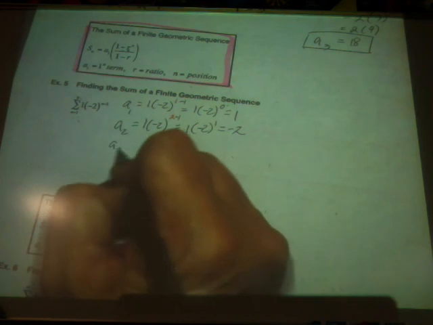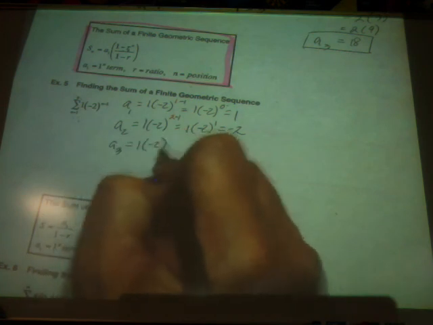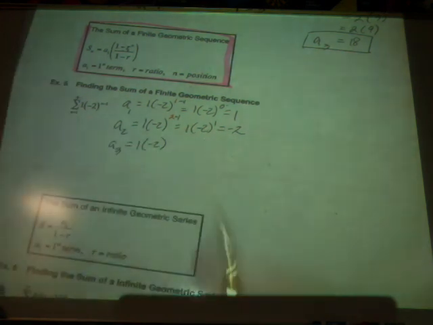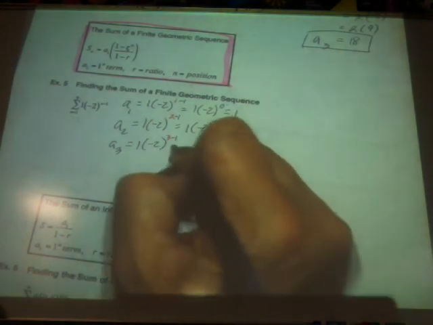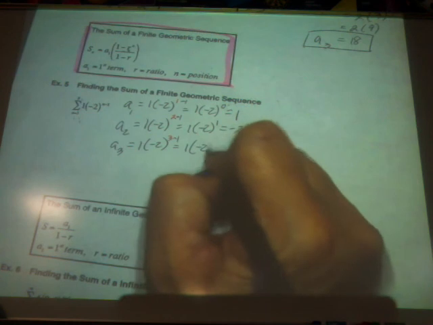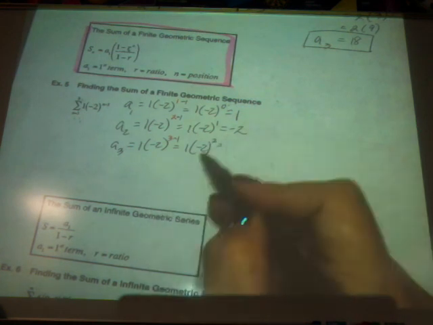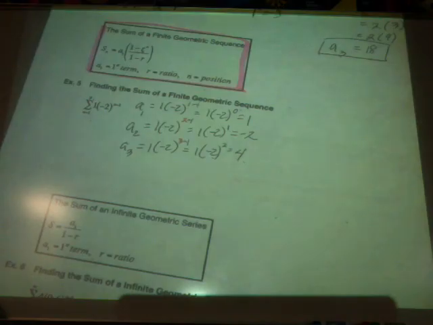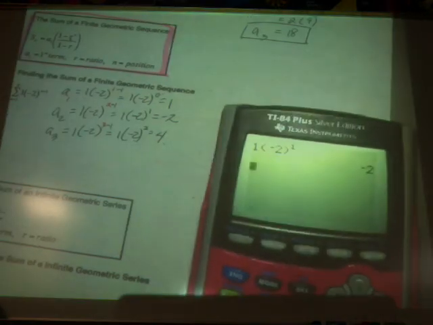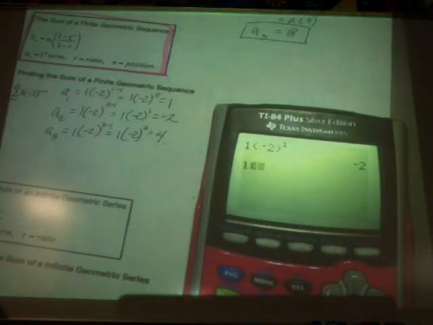So a sub 3 is 1 times negative 2 to the 3 minus 1, which is 1 times negative 2 squared. What's negative 2 squared? 4 times 1 is 4. So it did come out positive. Run it through your calculator if you don't believe me. 1 parentheses negative 2 raised to the second power. Then we get positive 4. So are we okay and clear on all that?